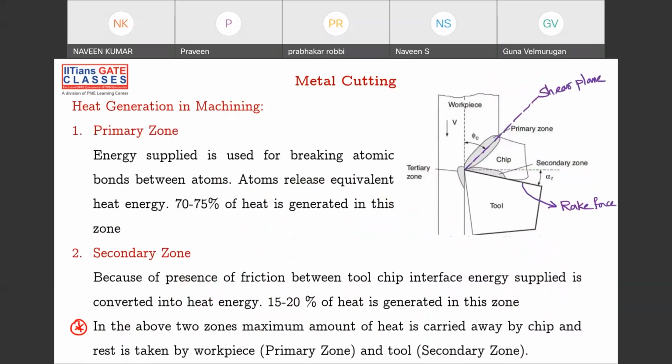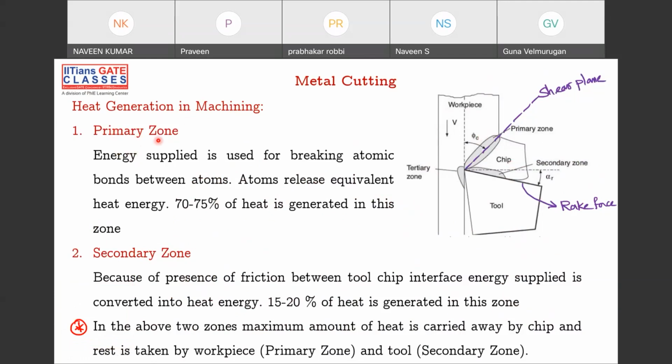The next topic that we're going to discuss is heat generation in machining. There are three zones that we have to consider where the heat is generated. The three zones are very important. What are the three zones? The three zones are this.